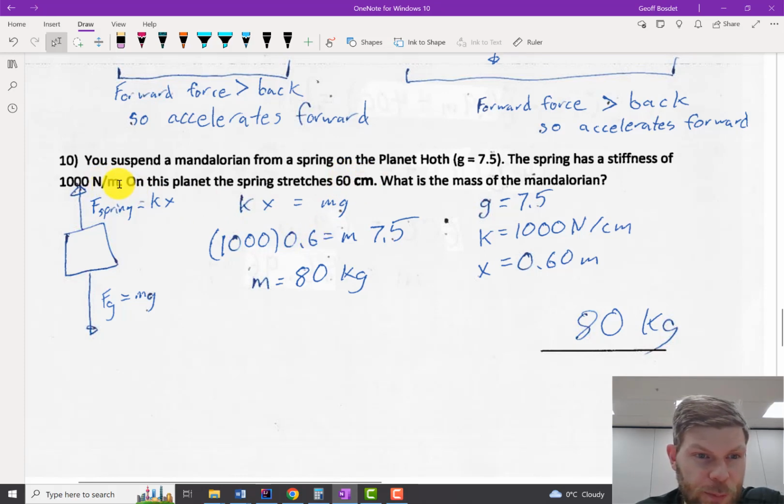These two things have to match. You want to convert units so your spring constant units match your stretch units. So we converted centimeters to meters here. 1,000 times 0.6 is 600. That's going to be equal and opposite to gravity, which is mass times 7.5. Do the math, and you've got mass of 80.